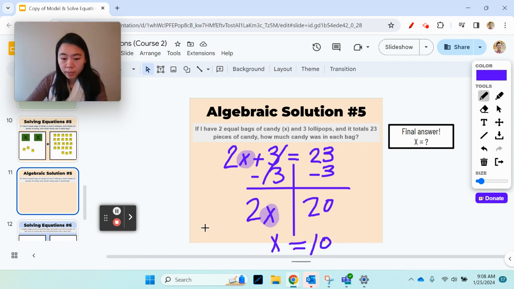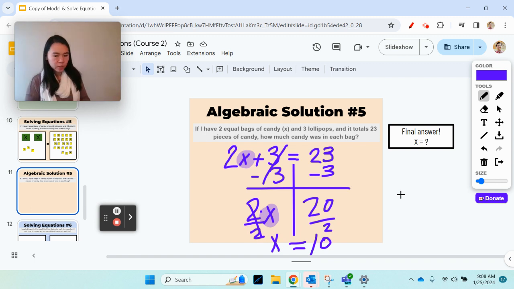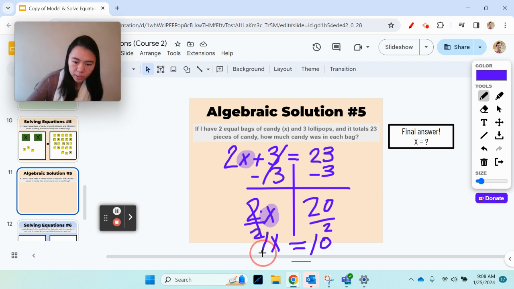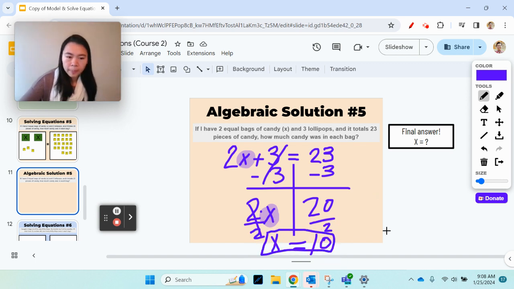We want to solve it. This is times 2, so we're going to have to divide by 2. Divide by 2. But 2x equals 20. That's pretty simple to think about. One number, when you double it, is 20. It's 10. So x equals 10. And then you can check your work. Does that make sense? 2 times 10 is 20. Plus 3 is 23. It does.